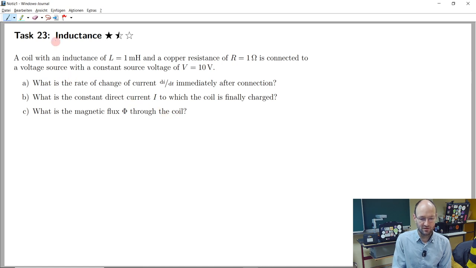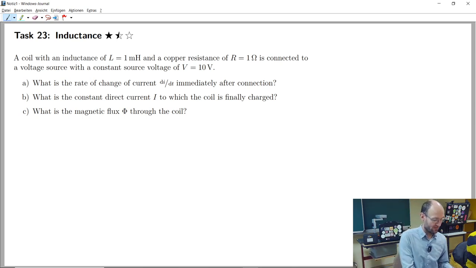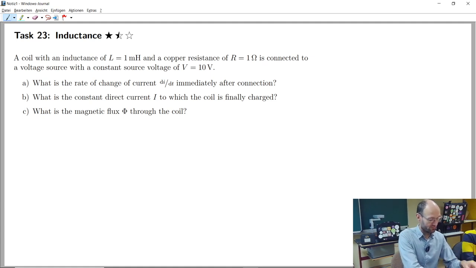So in this task 23 about inductance, we have a coil that has a certain inductance of 1 millihenry. This is already quite a lot, not too much, but quite a high inductance. I've also brought some LCR meter today once again, and I've also brought different inductors.